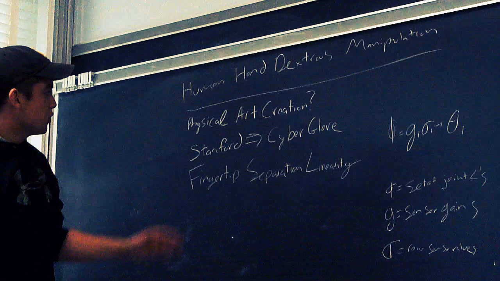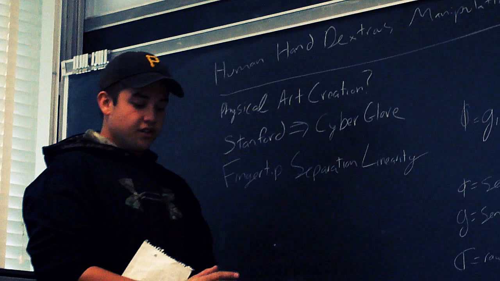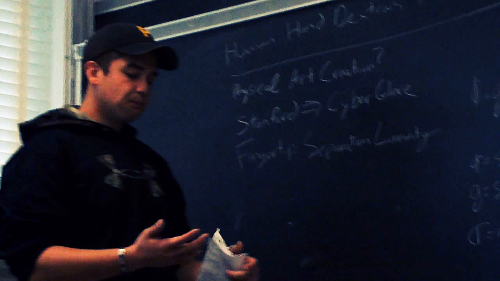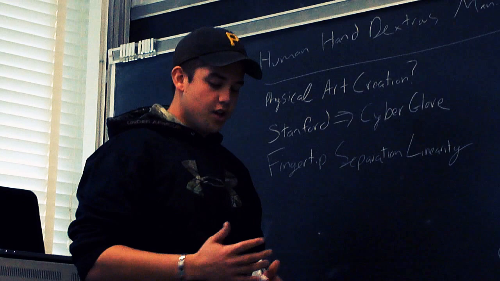Stanford has a technology called the CyberGlove, which models all the forces and torques in your hand, from your fingertips, from your knuckles, from your thumb, to your palm. Every single way that your hand can be physically quantified, they've done that. And just a small tip that's not really important for your final, it's called fingertip separation linearity. It's a phenomenon where if you separate each finger into its own entity, it's going to act differently than when it's connected to your whole hand and working as one.